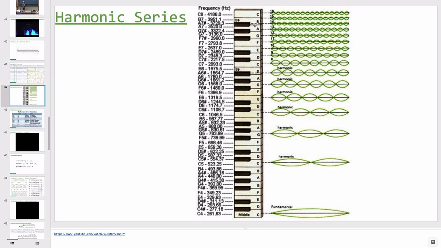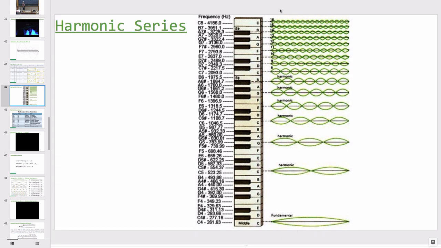So if we look at this diagram right here, we can see that the pitches go along with these modes of resonance, right? So the fundamental, if the fundamental is here at 261.63 or C4, middle C, right? Then the first harmonic is an octave above. The second harmonic. See, there's that confusion with the fundamental. The second harmonic is going to be an octave above, twice the frequency. And this will be 3 times the frequency, the third harmonic, right?